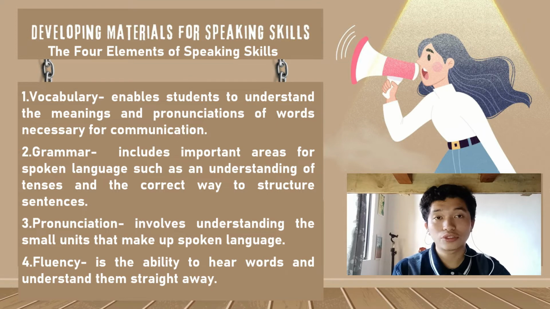We also have grammar. You may think that grammar is something we only need for written language, but grammar includes lots of important areas for spoken language, such as an understanding of tenses and the correct way to structure sentences. The third element is pronunciation. It involves an understanding of the small units that make up spoken language. Remember that pronunciation varies from country to country and even city to city. And lastly, we have fluency. It is the ability to hear words and understand them straight away.